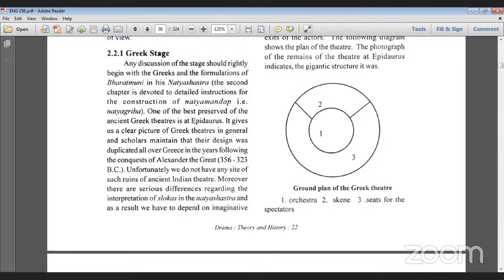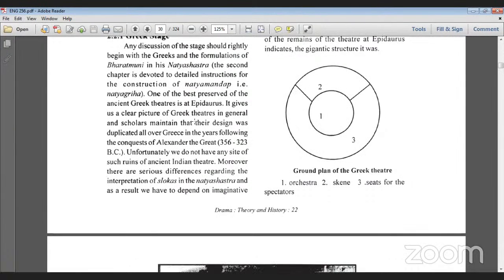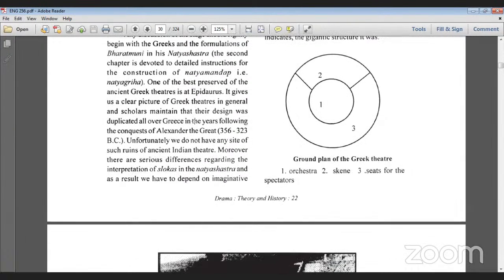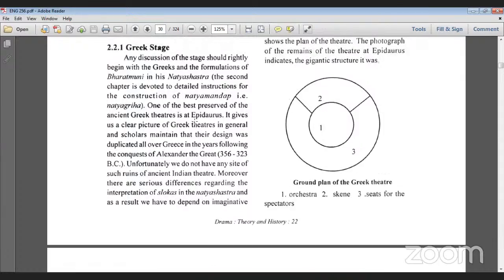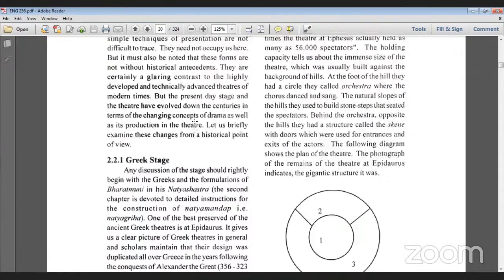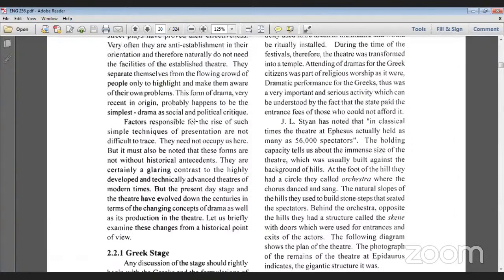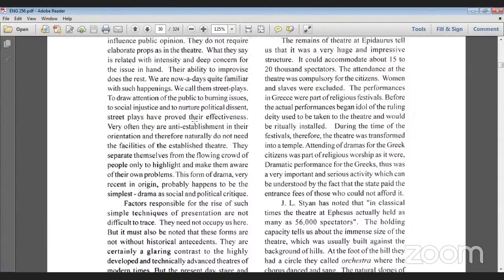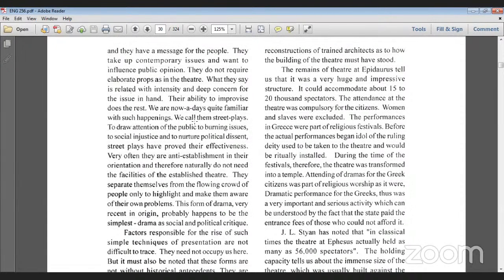Moreover, there are serious differences regarding the interpretation of shlokas in the Natyashastra, and as a result, we have to depend on imagination and the reconstruction of trained architects to show how the building of the theater must have stood. The remains of the theater of Epidaurus tell us that it was a very huge and impressive structure.